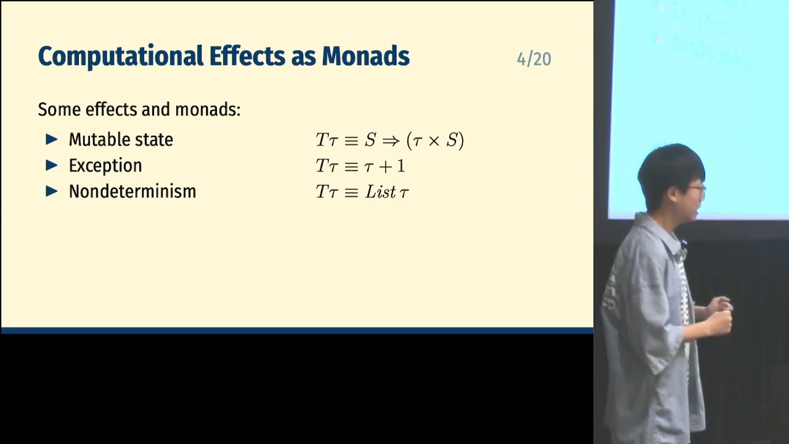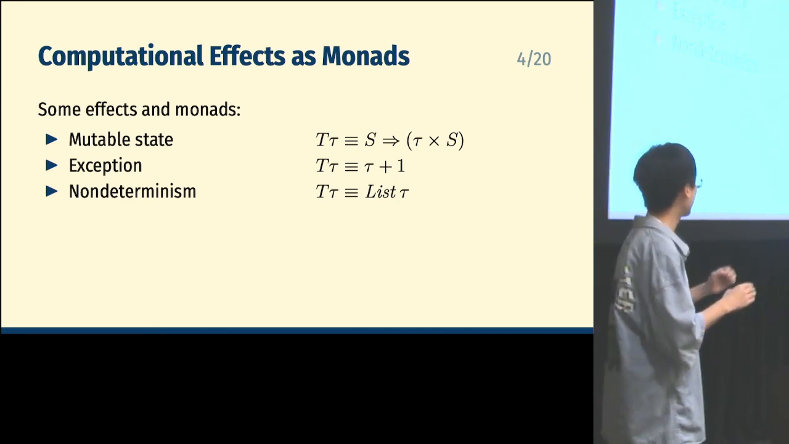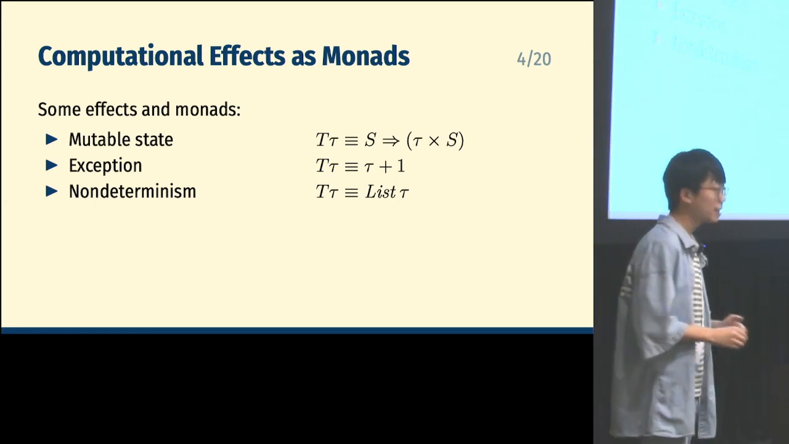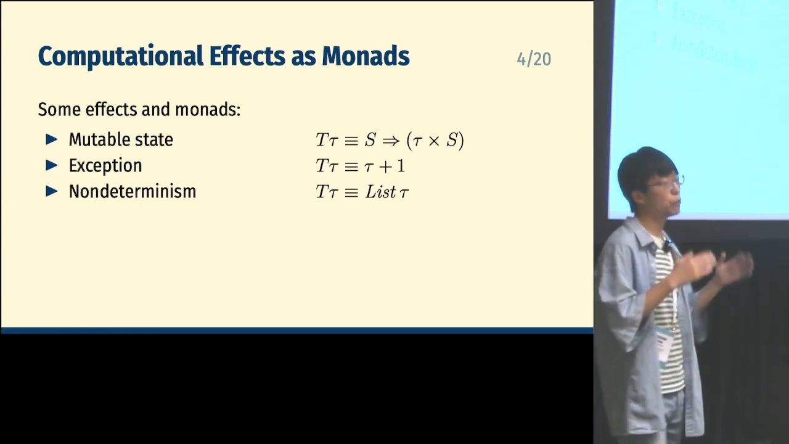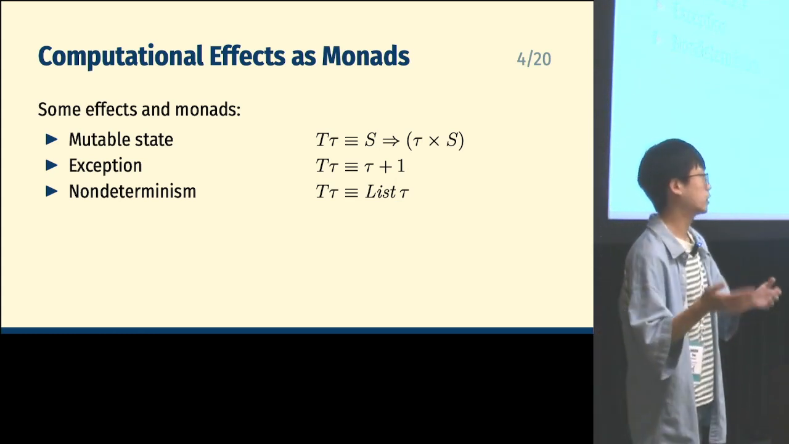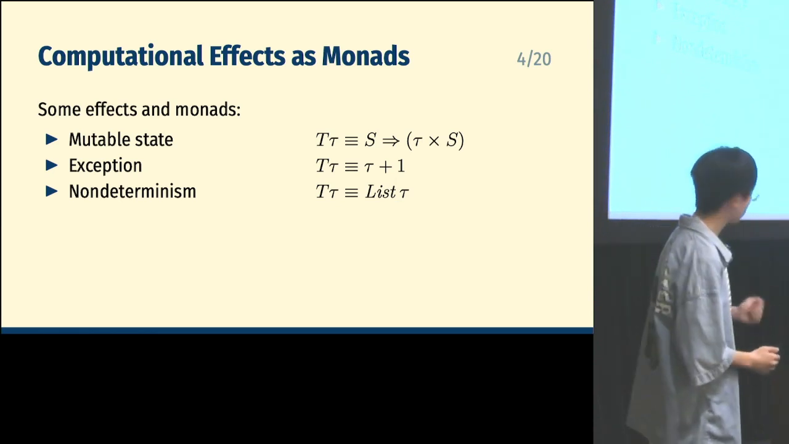And the effect of exception is modeled by the maybe monad, τ + 1, and non-determinism is modeled by the list monad. These are just the simplest examples of monads, but we have more sophisticated ones modeling, for example, higher-order store or concurrency, etc.